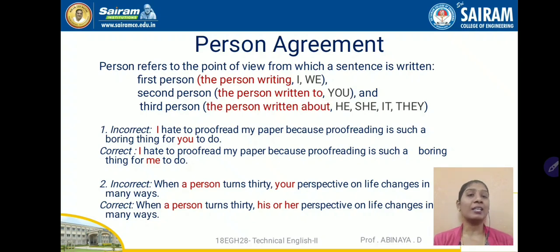Okay, see the first statement. I hate to proofread my paper because proofreading is such a boring thing for you to do. What is that? You to do. I don't like to proofread. It is boring for you. That is a wrong statement. If the first person is writing the statement, the first person has to be substituted only with a first person pronoun.